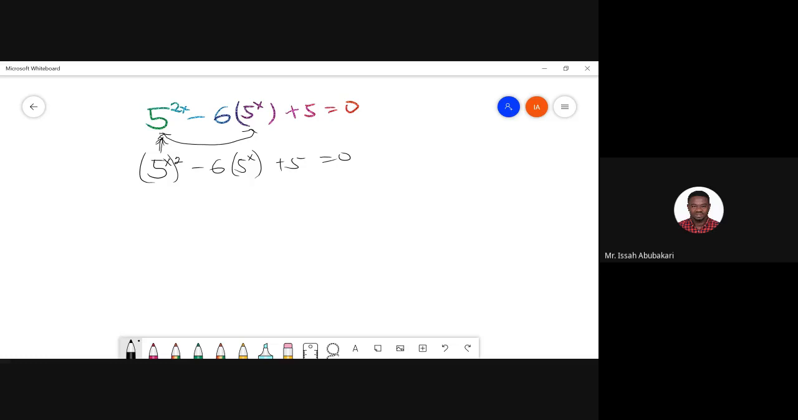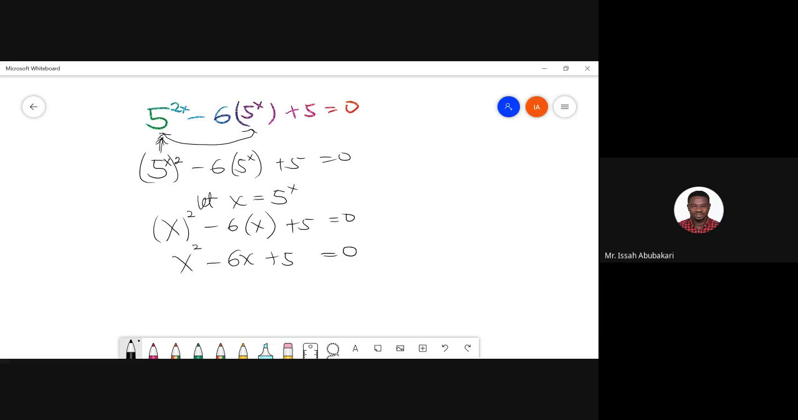0. And now, since we have the same thing here in the bracket, we represent that by what? A variable. So let's say, let x be equal to 5^x. So at the end, we are going to have (x)^2 minus 6x plus 5 equal to 0. Now, since we have this, we can remove the bracket and expand. x squared minus 6x plus 5 should be equal to what?